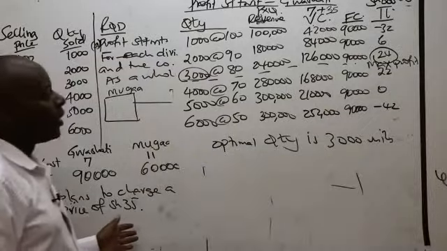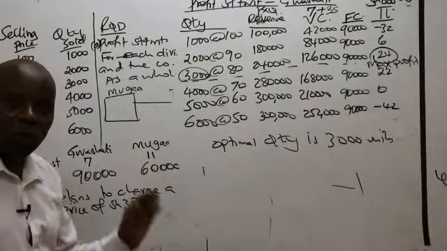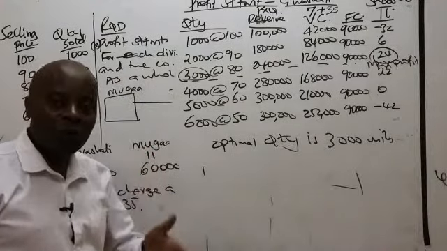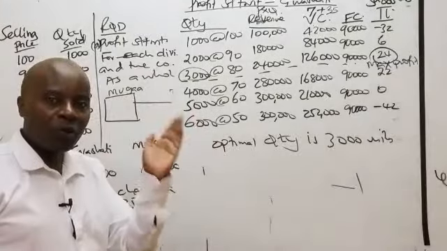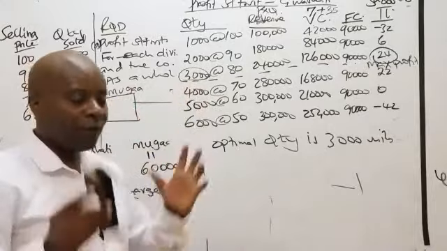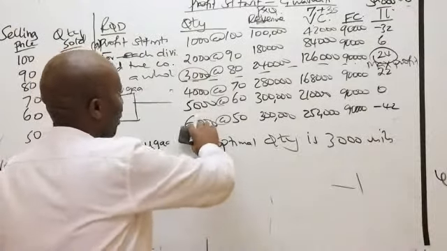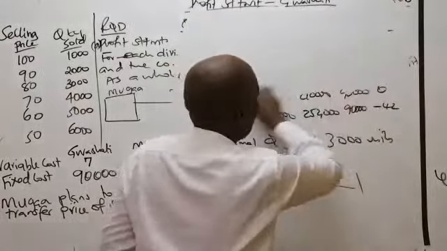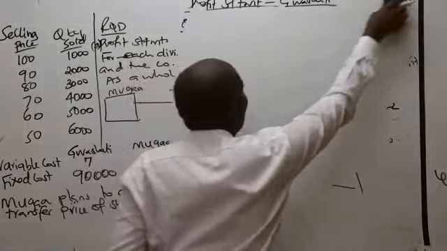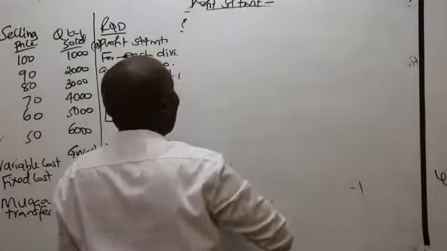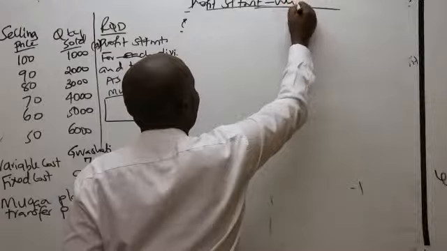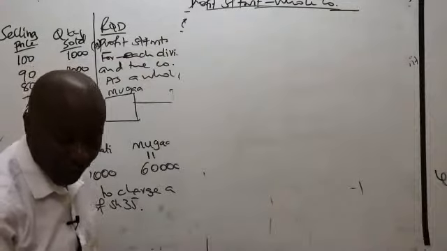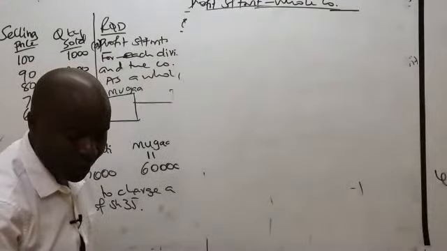Very good. Now, if you allow me, I'll go to the whole company. Remember, what you have done is to look for profits of individual divisions. Now I want to consolidate everything. So come and mention there: profit statement, whole company. This is what you call consolidation. So we start with revenue.